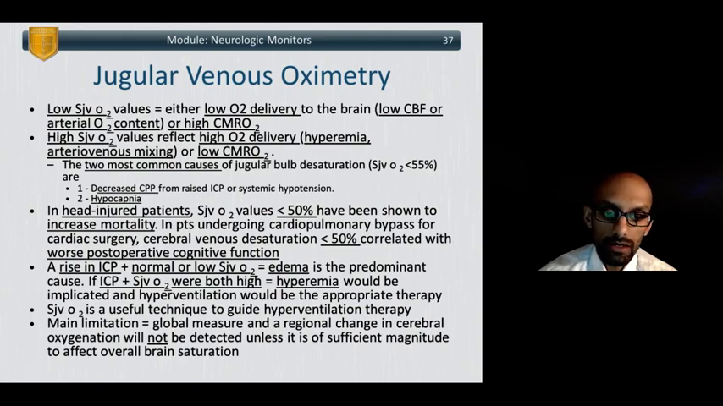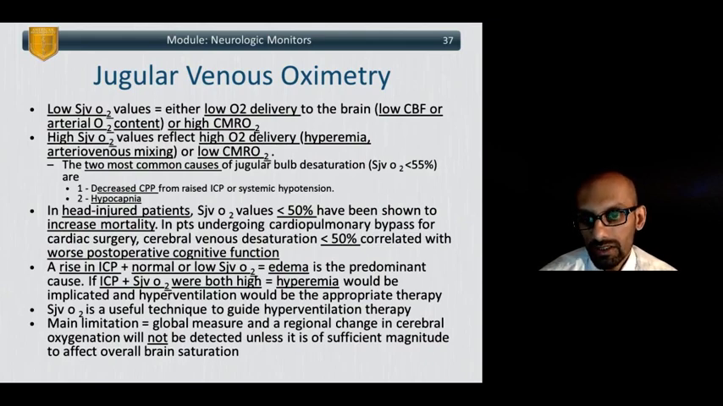A rise in ICP plus a normal or low venous saturation is essentially indicative of cerebral edema as the predominant cause. If the ICP and jugular venous saturation were both high, then hyperemia would more likely be indicated, and hyperventilation therapy would be the most appropriate approach forward. So jugular venous saturation is a useful technique to guide hyperventilation therapy.